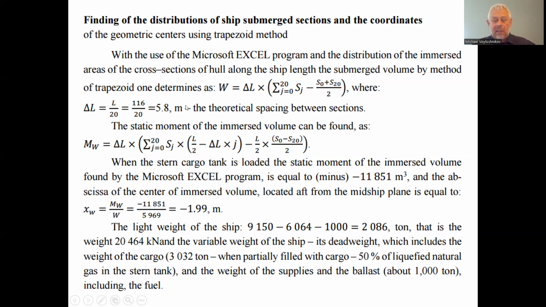And besides, we sometimes need the coordinate abscissa. Abscissa means the axis along the ship, corresponding with the length of the ship.